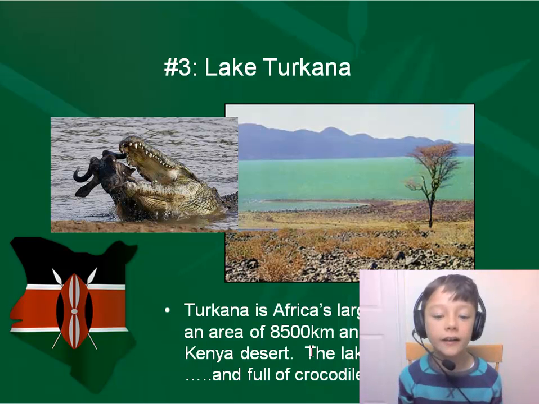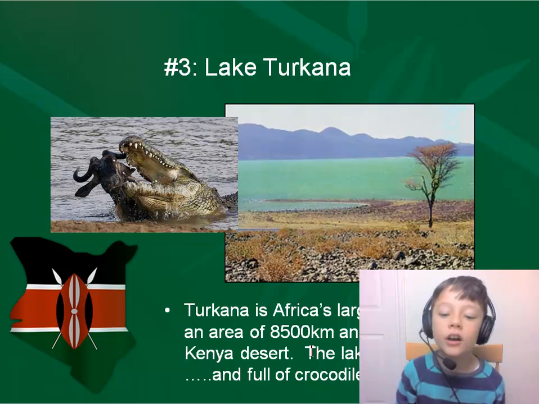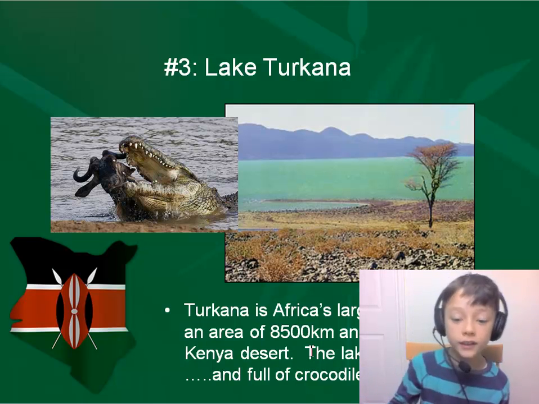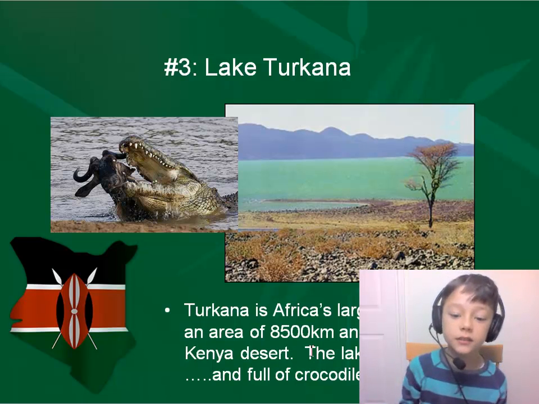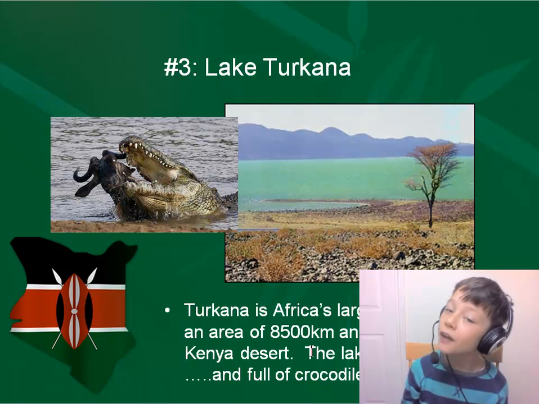Lake Turkana. Well, Turkana is Africa's largest lake. It covers an area of 8,500 kilometres wide and it's situated in the Kenya desert. The good thing about this lake is that it's emerald green, but the bad thing about this lake is that it's full of snappy crocodiles.